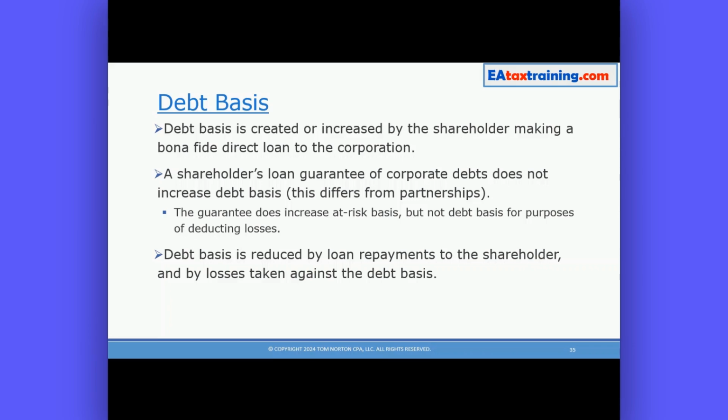So how do we reduce debt basis? Two ways. Loan repayments. So if the corporation repays the loan, then that reduces debt basis. And by losses that are taken against debt basis. So remember when we had our example of Paul's Pretzels, there were losses that were taken against the debt basis, so that reduces that debt basis.